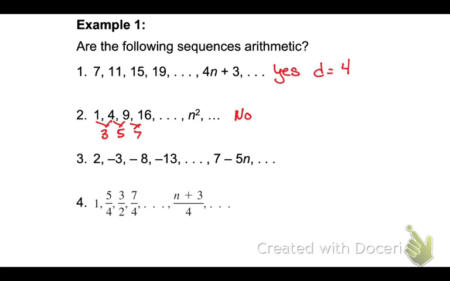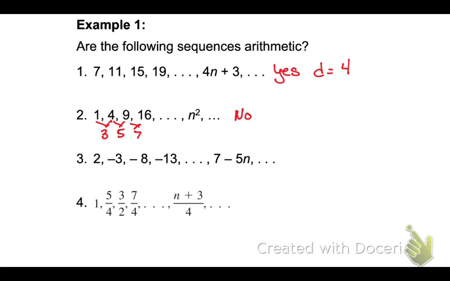Okay, so 2, negative 3, negative 8, negative 13. Yes, it's negative 8, no, you said negative 5. Oh, I gave away the answer, sorry. In my head I'm doing the math, and it came out of my mouth. Okay, so it's negative 5.